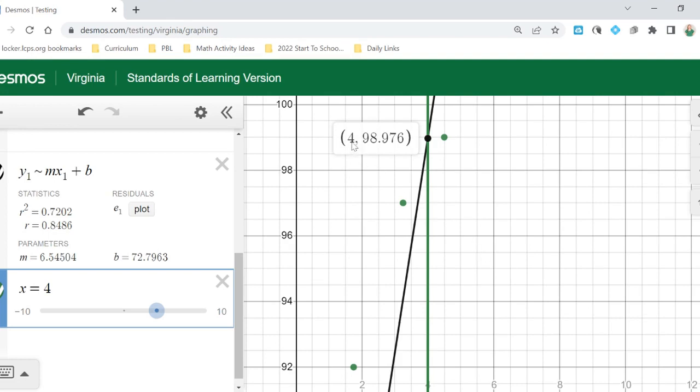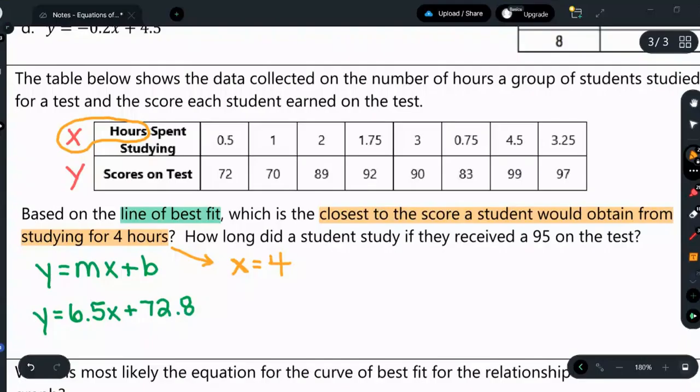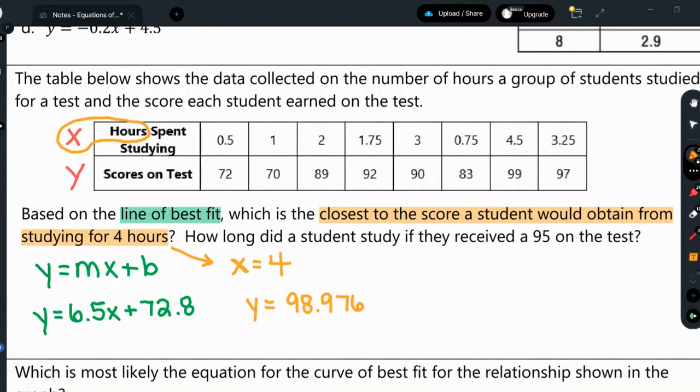We know that 4 is the hours. So after 4 hours, the result is going to be the y value. You want to answer with the opposite value that we inputted. So we inputted x equals 4, so we want to answer with the y value of 98.976. We say that y will equal 98.976, and that's going to be the score on the test, or the closest score.